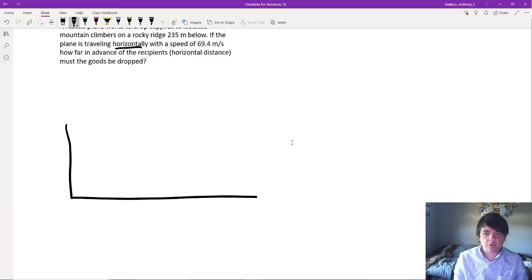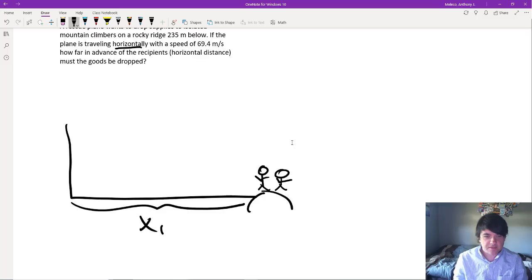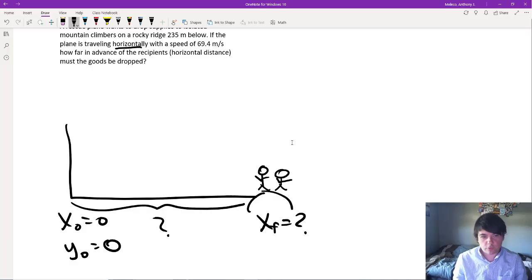So we need to set up another coordinate system here that looks like this, and you've got the survivors down here. And how far in advance horizontally. So we don't know this x distance right here, which means x final we don't know. X initial we can define as 0. Let's make y final 0. And then we'll make y initial 235, because they say 235 for that.